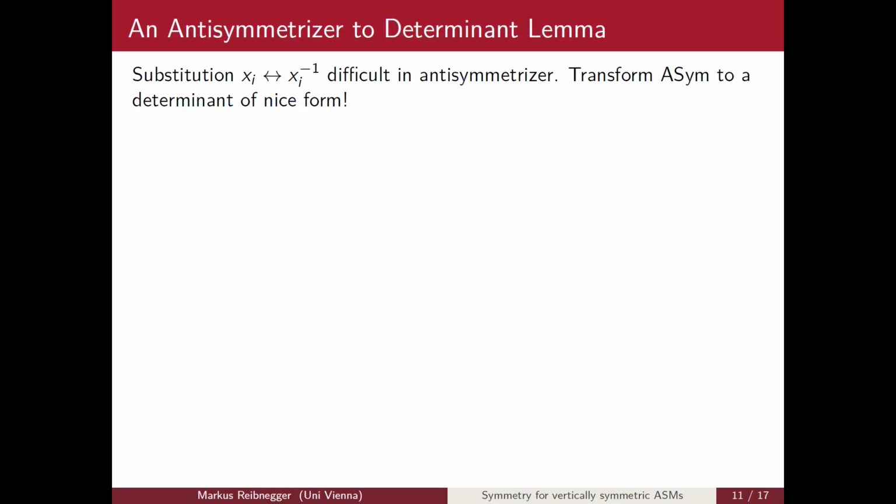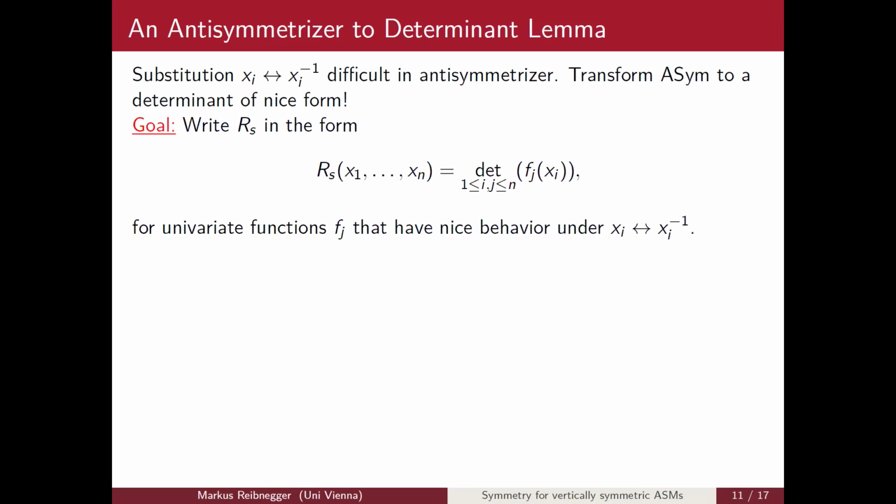So the maybe naive idea is to just transform this antisymmetrizer into a determinant somehow. In the determinant, if it's of a sufficiently nice form, a form like this, substituting xi by xi inverse might be very simple. The form that we're looking for is a determinant where the ith row depends only on the ith variable, and the functions in the columns look the same. So the first column looks the same across the whole, from row to row. And here, substituting xi by xi inverse might be a very simple problem, because then it might just be a matter of pulling out a factor from the determinant and then you're done. So this is the hope.